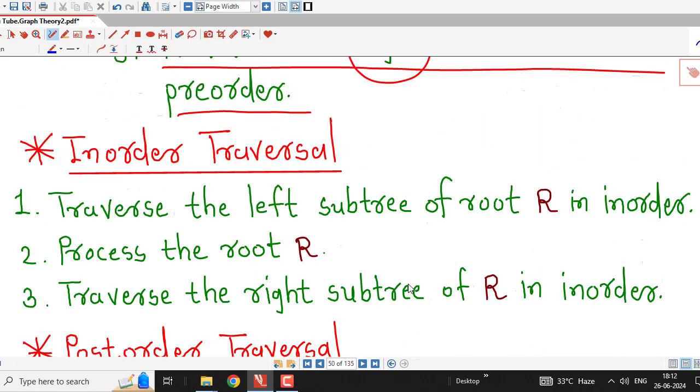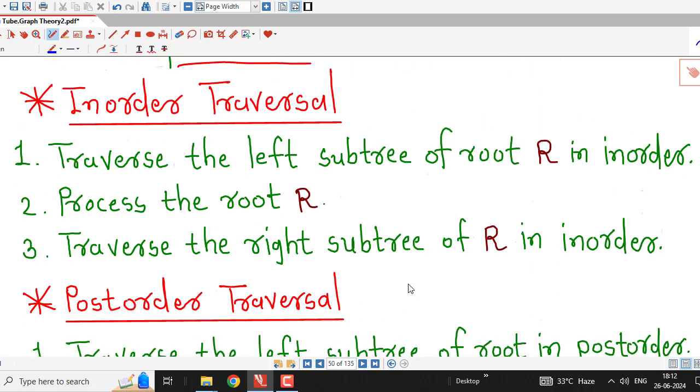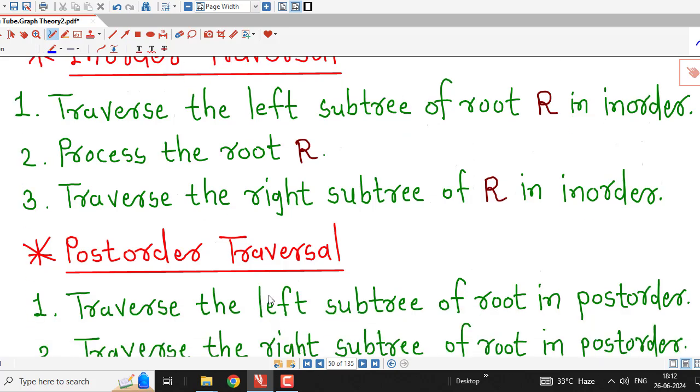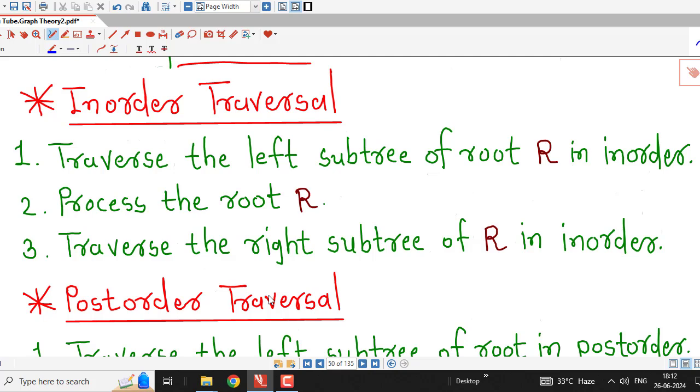Now in a similar way we have two different algorithms known as in-order traversal and post-order traversal. Now we understand in-order traversal algorithm for the same binary tree. In this algorithm, first we will traverse the left subtree of given root R.